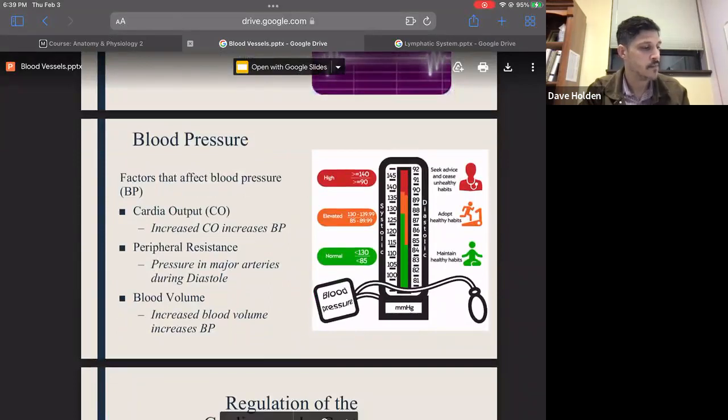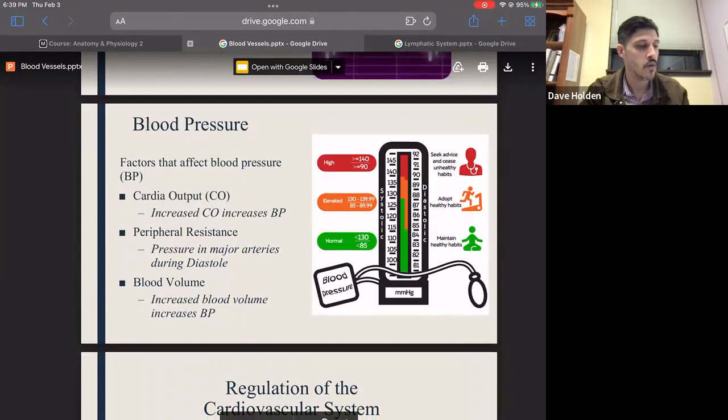Factors that affect blood pressure. So what can change blood pressure? Cardiac output. How fast is the heart beating? Because when the heart beats faster, that increases the pressure, the more flow of blood. Peripheral resistance, pressure in major arteries during diastole. This would be like where the atherosclerosis comes in.